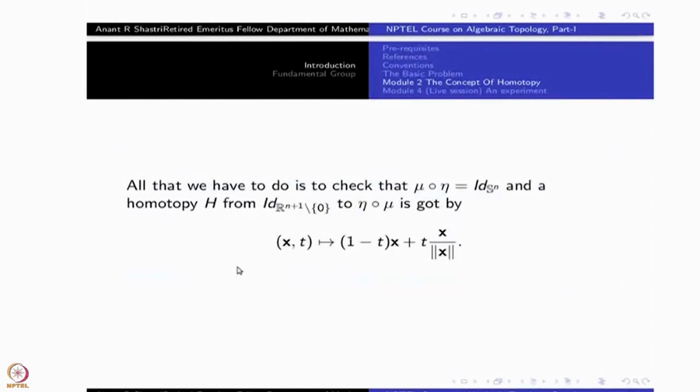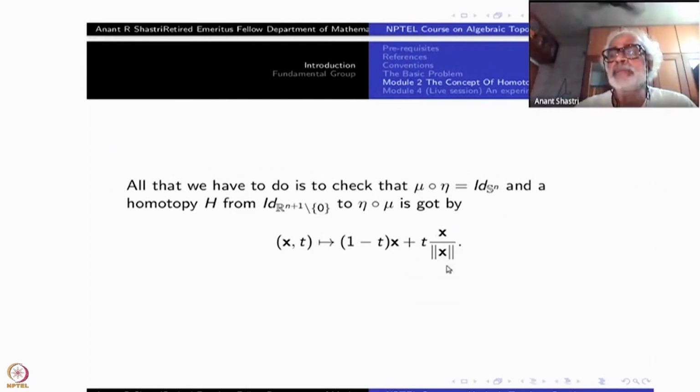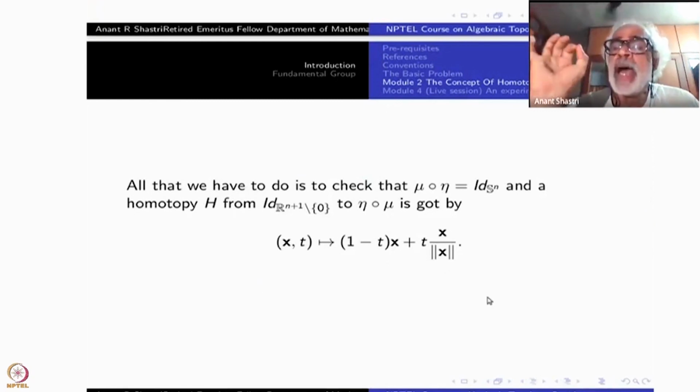See, whenever you can actually write down a homotopy, it is nothing but joining the 2 points. So this is identity x, this is x by norm x. So I am joining them: 1 minus t times x plus t times x by norm x. The point here is that the right hand side will never be 0. Therefore, this entire thing is taking place inside Rn plus 1 minus 0.